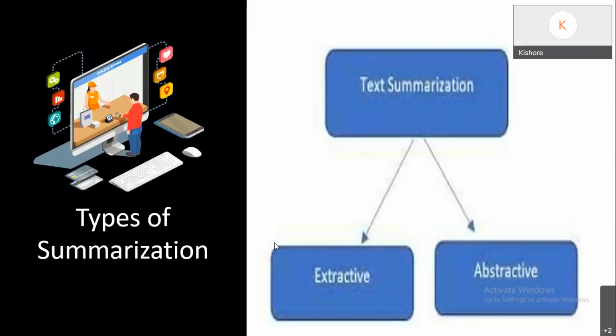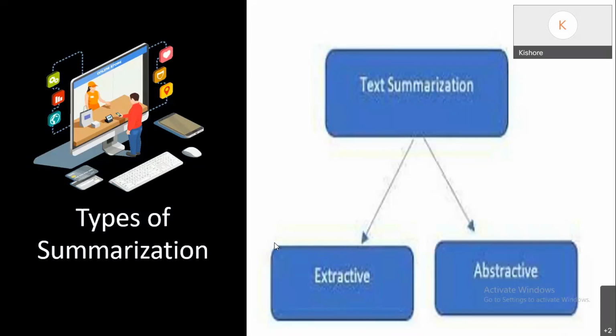Okay, fine. So now we are looking into types of summarization. What are all the types of summarization? Text summarization is basically divided into two types. One is extractive based summarization. Another one is abstractive based summarization. Let me repeat it: text summarization is divided into two types majorly, extraction based summarization and abstraction based summarization.